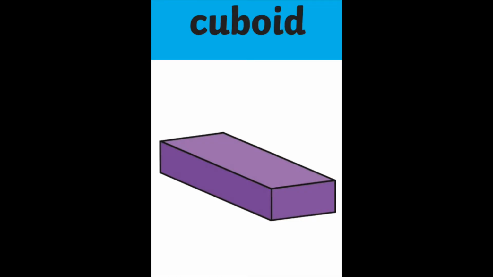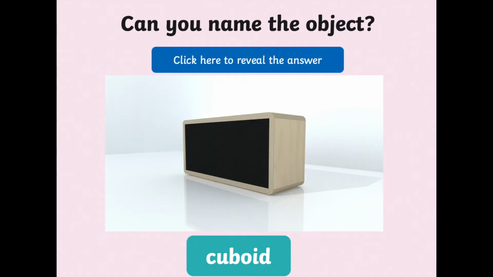The next shape we're going to look at is the cuboid. Now this shape is very similar to the cube, but it's made up of rectangles and squares. Okay, so when we look at the cuboid, it has got 6 faces, 12 edges and 8 vertices. Now when we look at this in the environment, we might find a cereal box, we might find another block, we might find a TV unit that is the shape of a cuboid. So have a look around the environment and see what you can find.